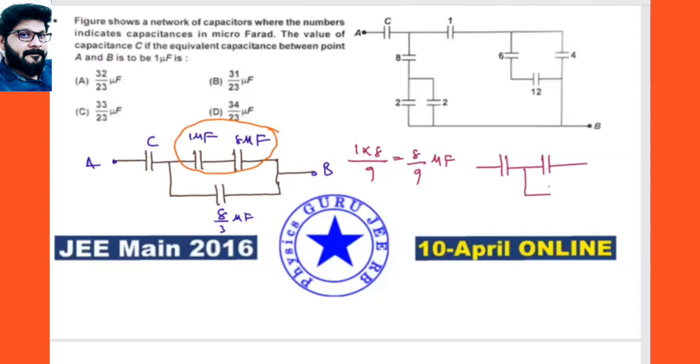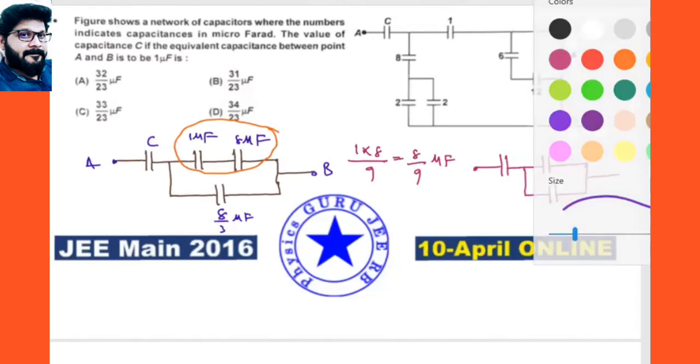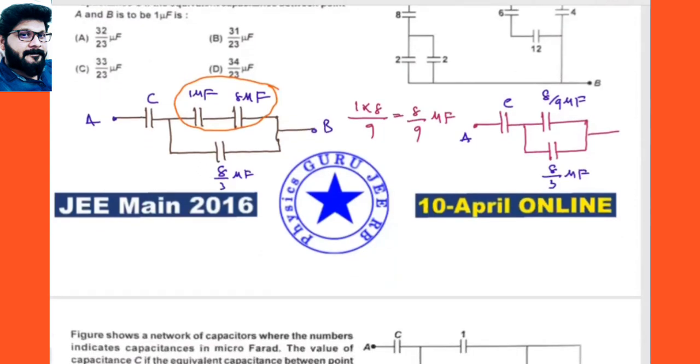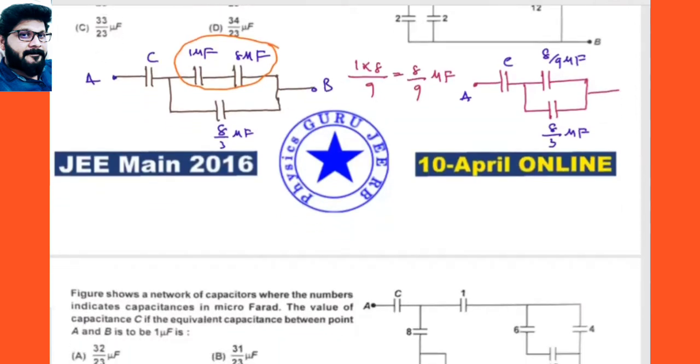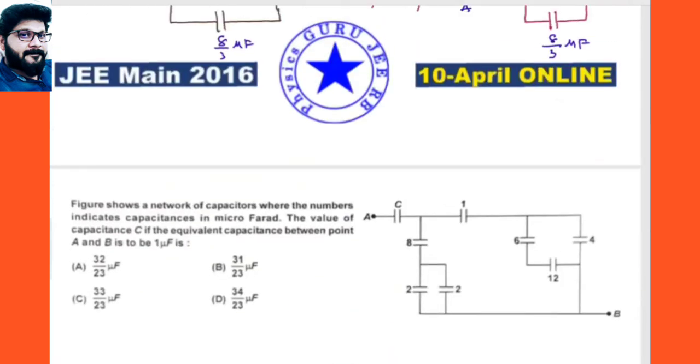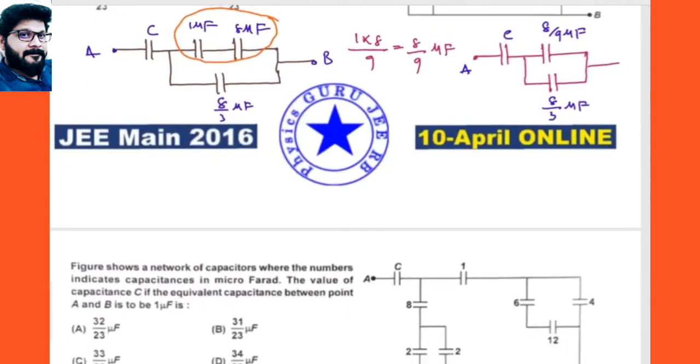So like this we have to find. So here it is nothing but a C. This is C. It's nothing but A. Here 8/9 microfarads. Here it is 8/3 microfarads. Now these two are in parallel to each other. When they are in parallel to each other, simply you can add them. Now final, when I add both the things, what I'll get?